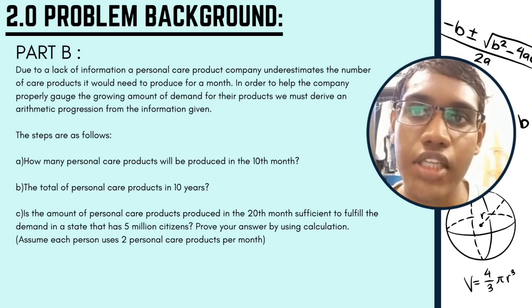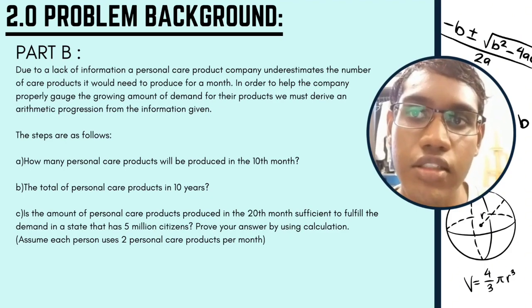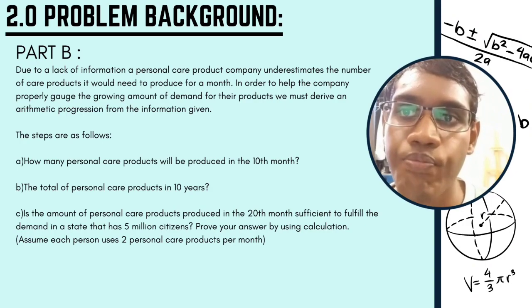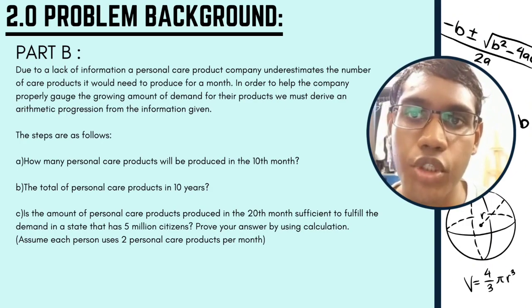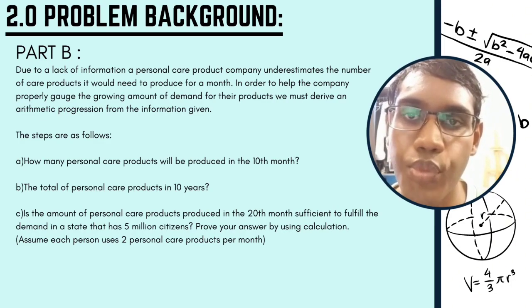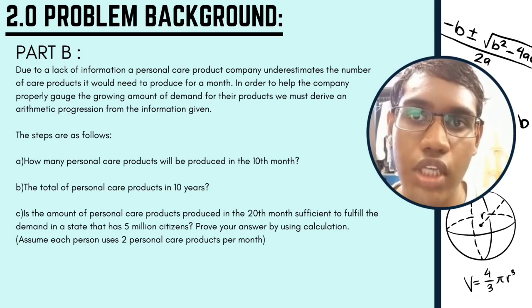A. How many personal care products will be produced in the 10th month? B. The total personal care products in 10 years. C. Is the amount of personal care products produced in the 20th month sufficient to fulfill the demand in a state that has 5 million citizens? Prove your answer using calculation. Assume each person uses 2 care products per month.